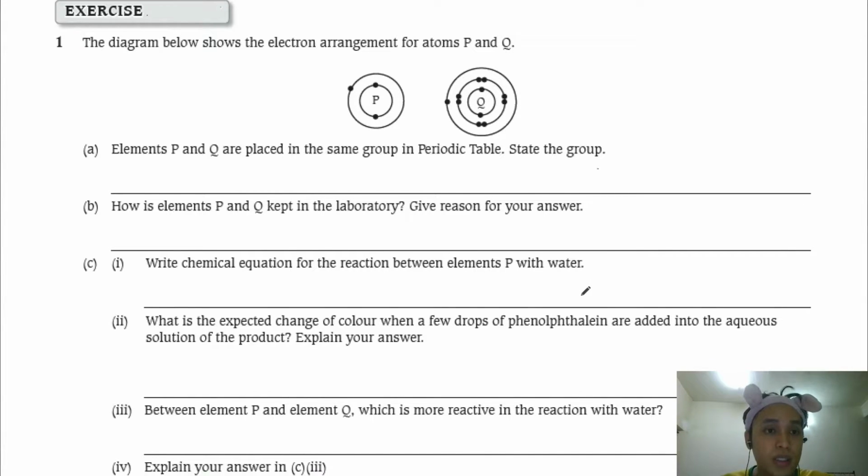I'm going to show you a few examples of questions and how to solve them. So let's look at the first one here. It shows the electron arrangement of P and Q. They are placed in the same group. Remember, if you want to know which group, what do we refer to? We refer to the valence electron, meaning we look at the outermost electron. So here the outermost electron is this one.